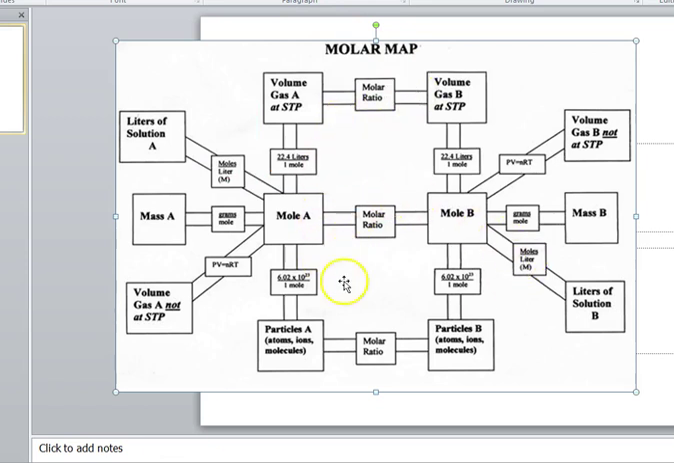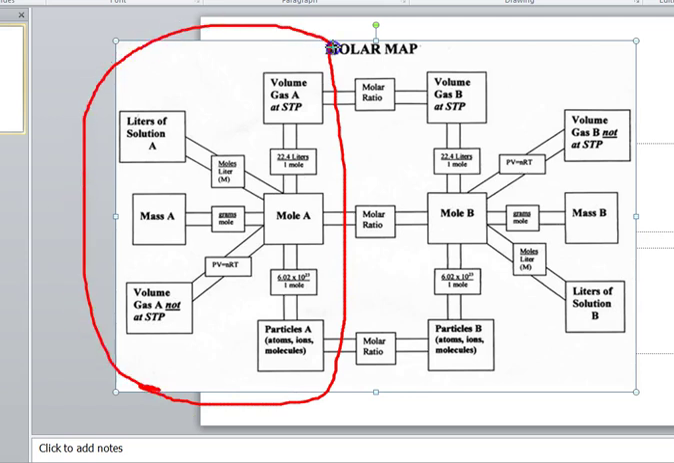The next thing I would say is that if a chemical reaction is not involved, then we're just going to be dealing with one side of the map or the other. So if there's no chemical reaction, then we're just looking at these sorts of conversions, one side of this map.